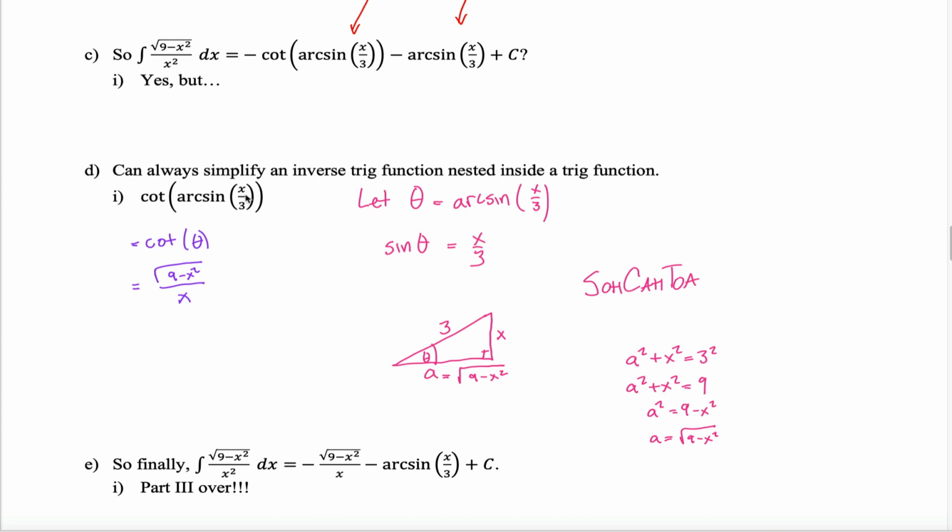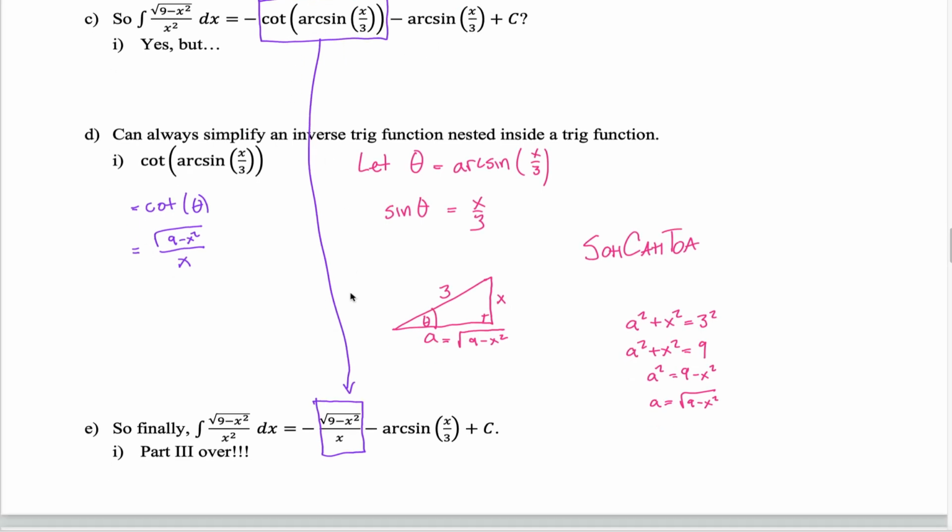Since the cotangent of the arcsine of x over 3 is just the square root of 9 minus x squared over x, I can replace all of this stuff with all of this stuff. There's no simplification I can do over here on the arcsine of x over 3. I can only simplify when I have an inverse trig function nested inside of a trig function. So this is my answer, and it's in completely simplified glory. The antiderivative of the square root of 9 minus x squared divided by x squared is the negative of the square root of 9 minus x squared over x, minus the arcsine of x over 3, plus c.